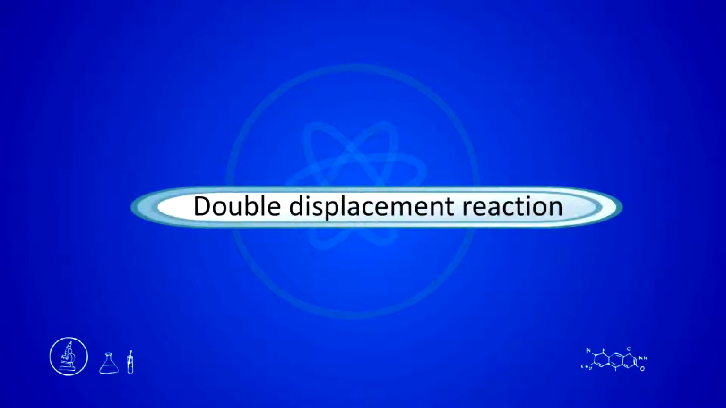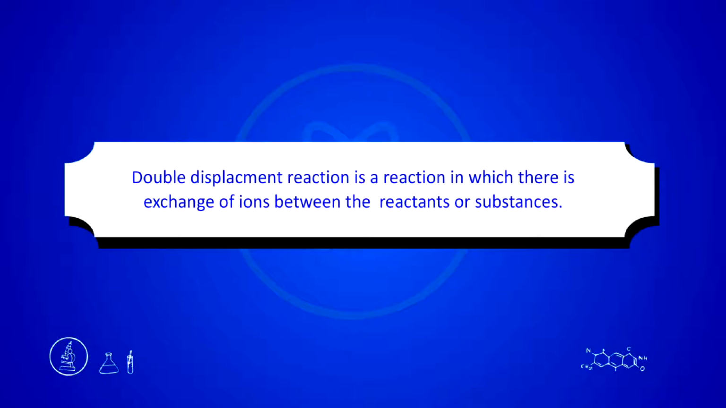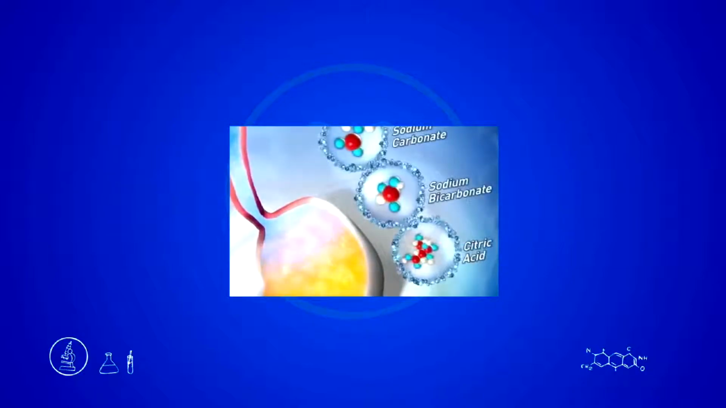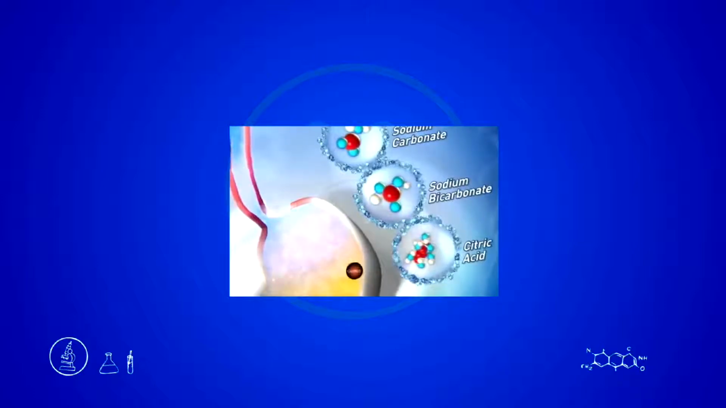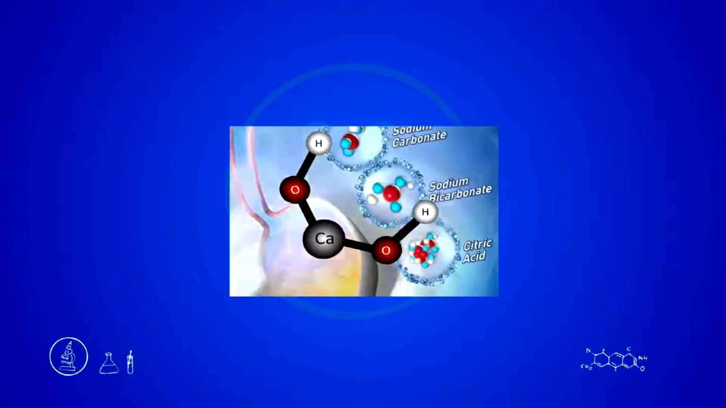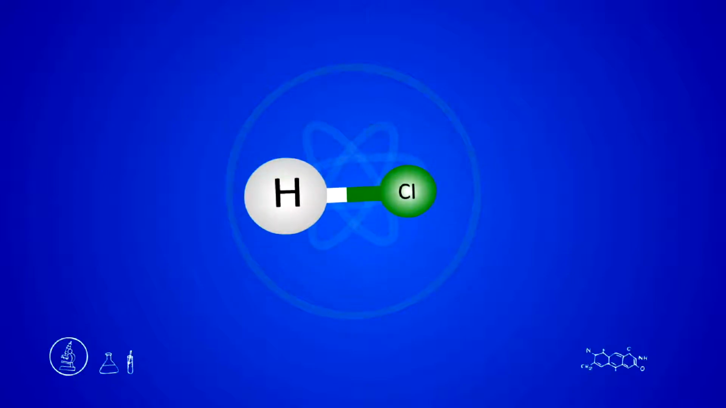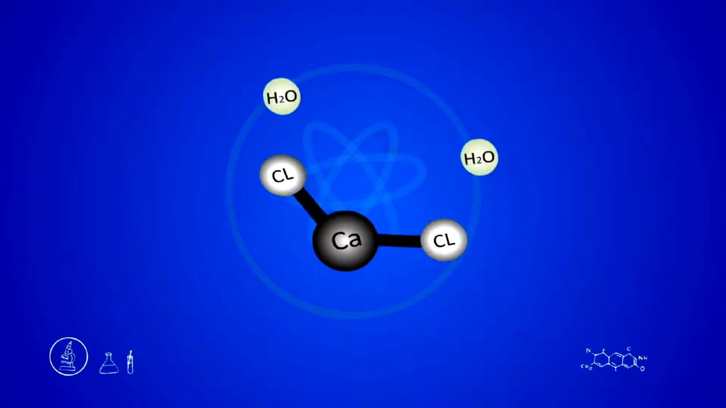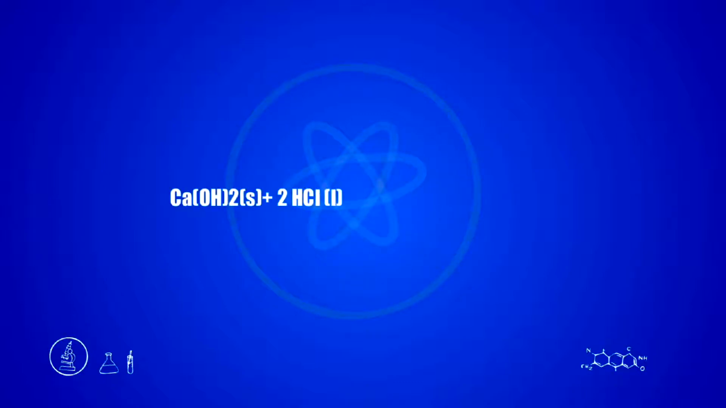Double displacement reaction is a reaction in which there is exchange of ions between the reactants or substances. For example, antacid is the remedy for acidity. What exactly happens when it is ingested? Let's consider the reaction of one of the antacids, calcium hydroxide with hydrochloric acid. Calcium hydroxide reacts with hydrochloric acid in the stomach to produce calcium chloride and water. Ca(OH)2(s) + 2HCl(l) → CaCl2(s) + 2H2O(l).